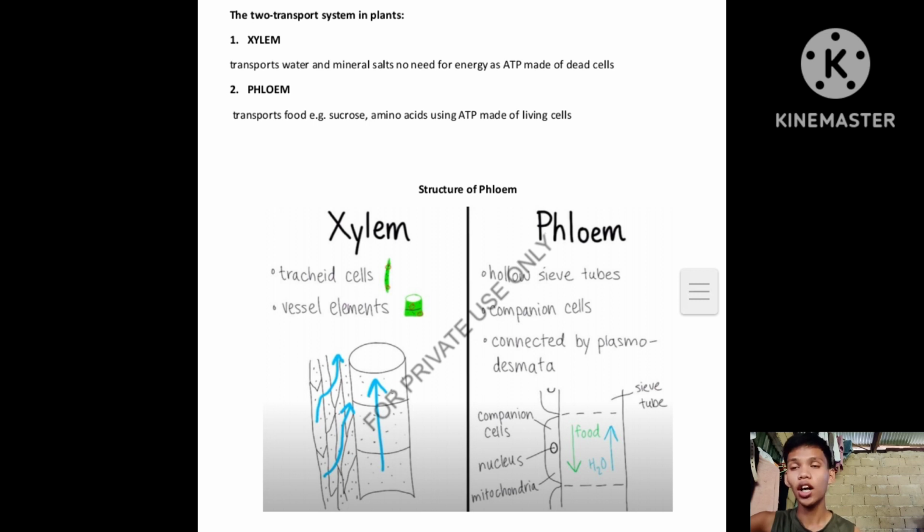So, there are two transport systems in plants, the xylem and phloem. Xylem transports water and minerals salts, needs no energy as ATP, and is made of dead cells. The phloem transports food, for example sucrose and amino acids, using ATP, and is made of living cells.